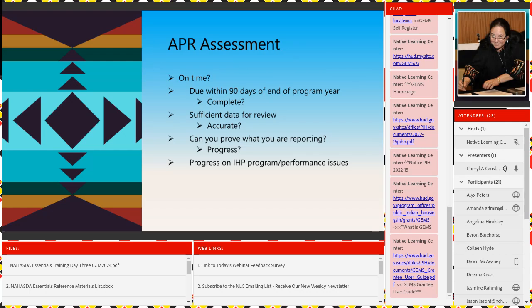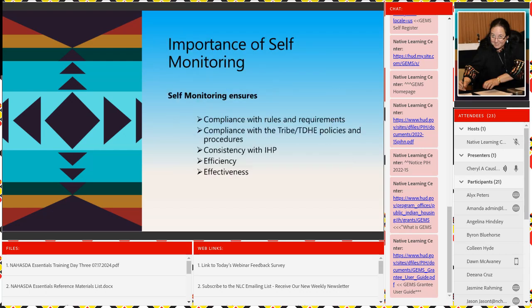Okay. So the assessment, is it on time? It's due within 90 days at the end of the program year. Is it complete? Do you have sufficient data for review? Is it accurate? Can you prove what you're reporting? Did you make any progress on your program or any type of performance issues? Have you done your self-monitoring there?